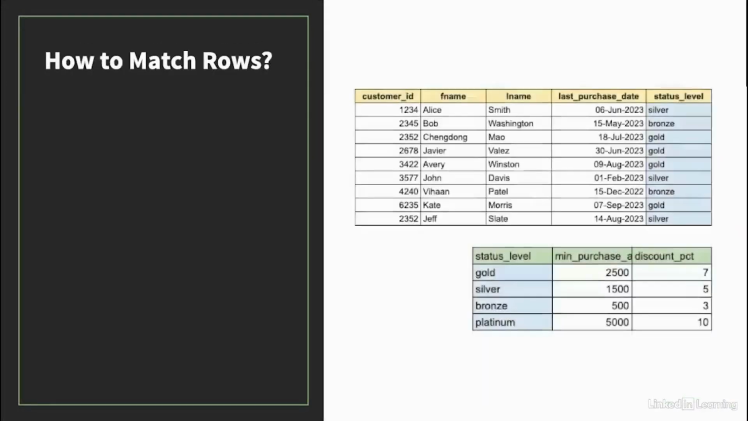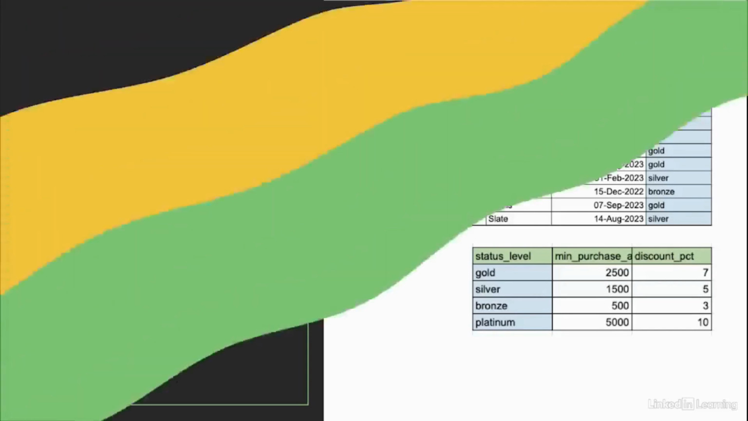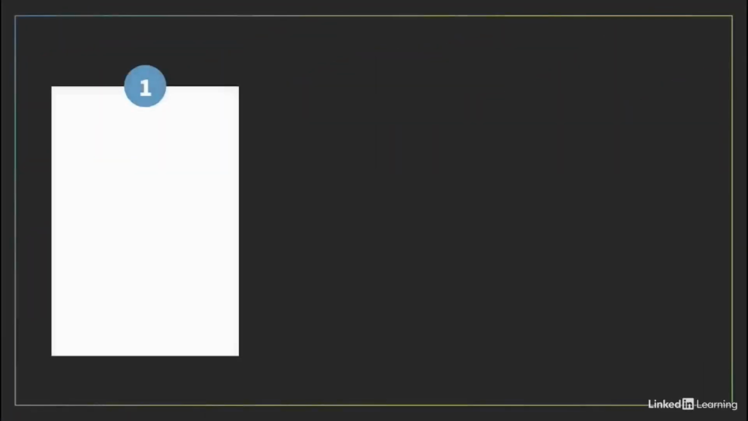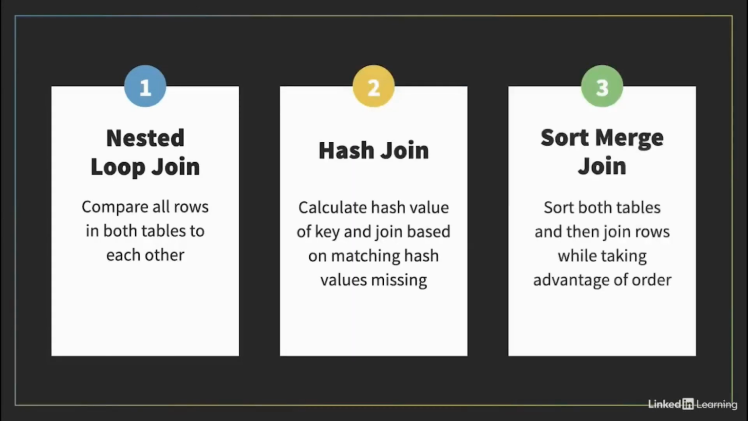Keeping in mind that SQL statements describe what we want, we can ask, how does the execution plan match rows between joined tables? Typically, we have a foreign key in one table that corresponds to the primary key in another table. In our example, the status level in the customer table is a foreign key to the status table. There are three ways to join tables: nested loop joins, hash joins, and sort merge joins.